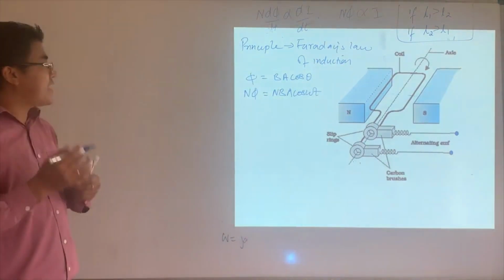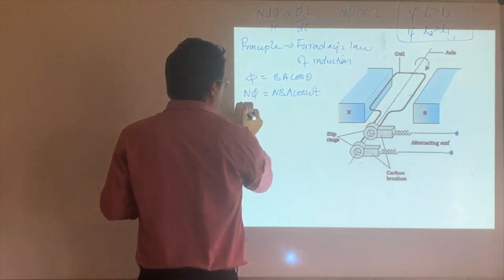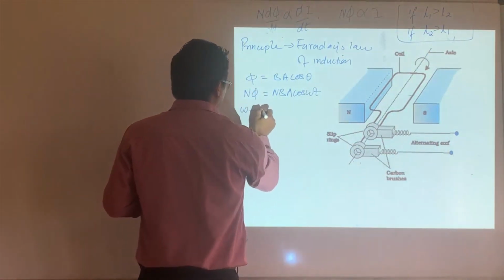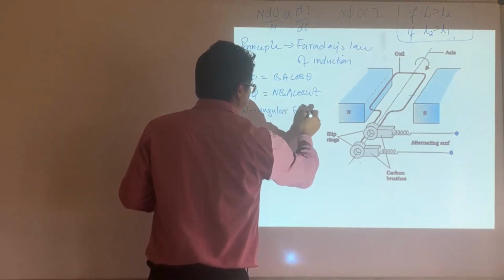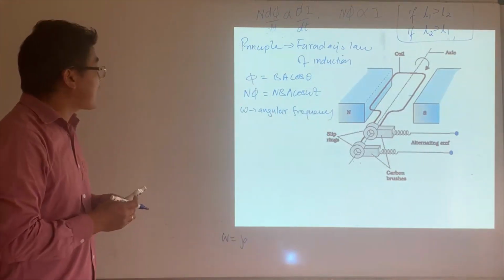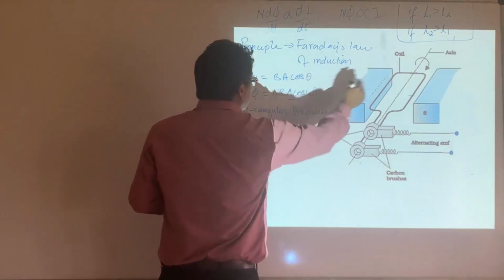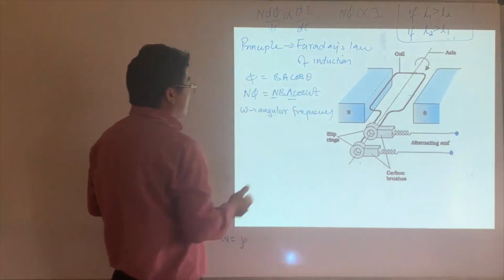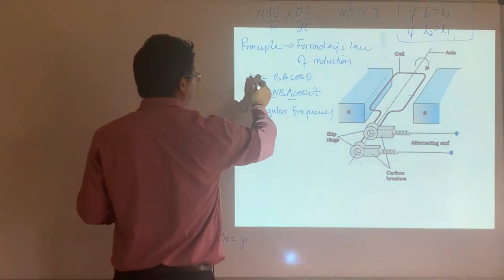Now since I'm rotating, omega is angular frequency, right? Omega is angular frequency, and B is the magnetic field produced by this. A is area, and N is the number of turns, right? So this is the flux, the magnetic flux.